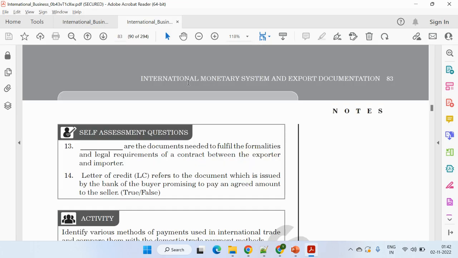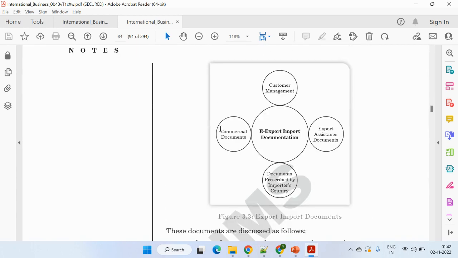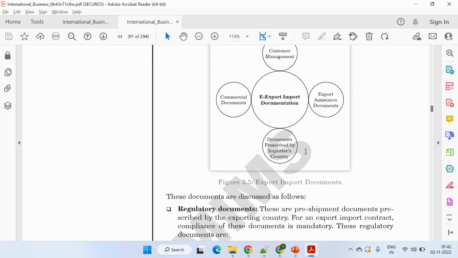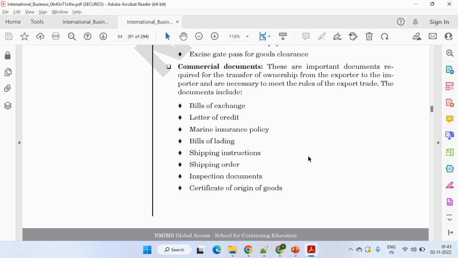If you see the documentation, these are the certain documents: commercial documents, customs management, export import assistant documents, documents prescribed by the importer's company. Just mention all these documents. I think that will cover almost more than 500 words. There is a possibility that for the third B question you might exceed the 500 words. It's fine. 550 or 560 words is okay, but try not to exceed those words, right?